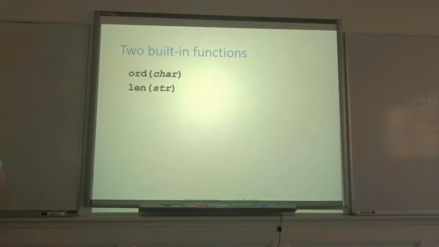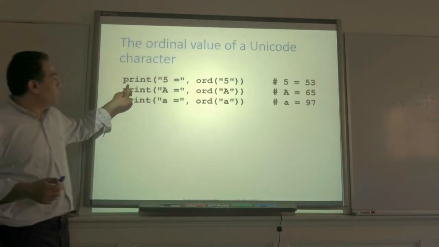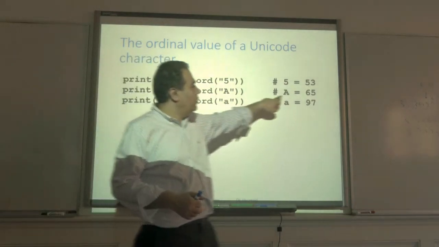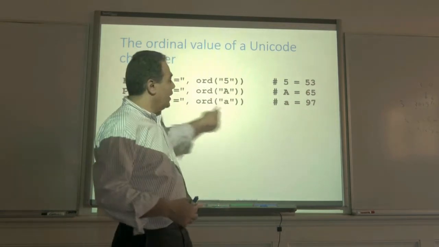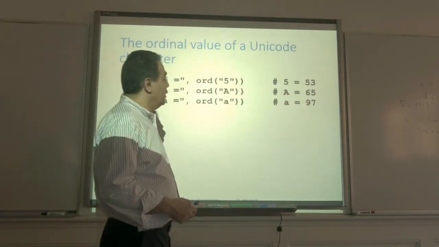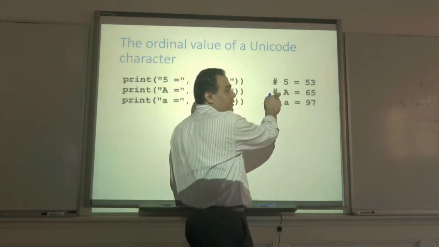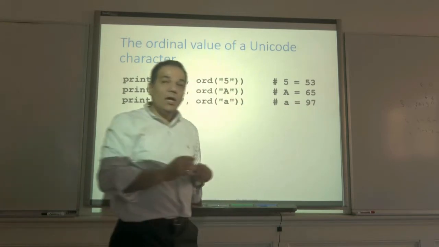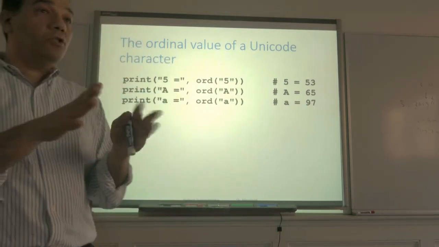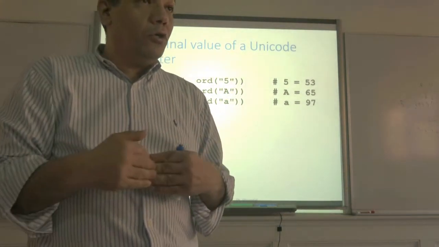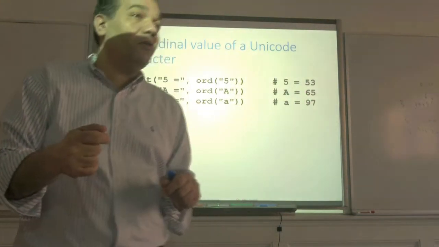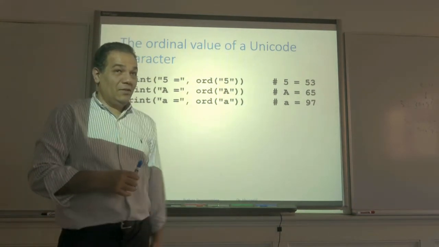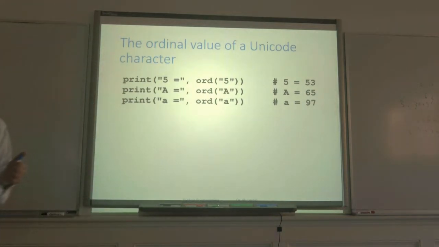So there's a lot built in. For example, print 5 equals order of 5. What is the order of 5? What's the ASCII of 5? 53. What is the ASCII of 8? 65. And so on and so forth. As you notice, capital letters come before lowercase letters. So it's always healthy, when you need to compare strings, to make them lower or upper, and then compare them, especially if in your comparison you don't care about the case. You care about the value.